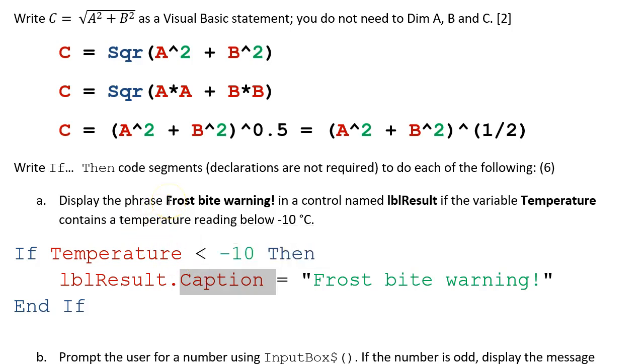Now, you're asked to display this phrase if a temperature contains a temperature reading below negative 10 degrees Celsius. So this is one way to write it. You could choose a few other ways, but this is pretty much the only way to do it correctly.